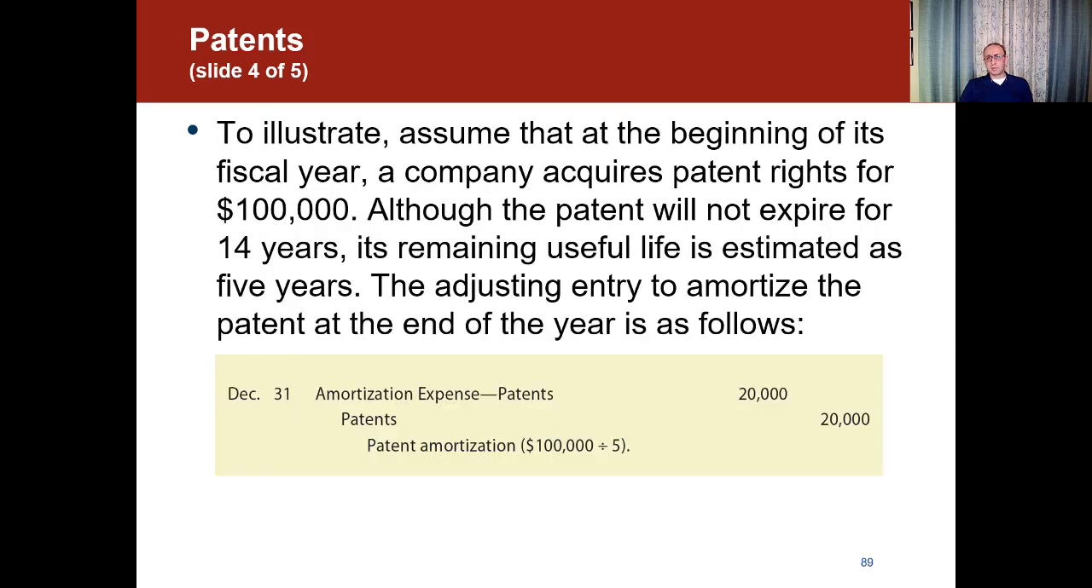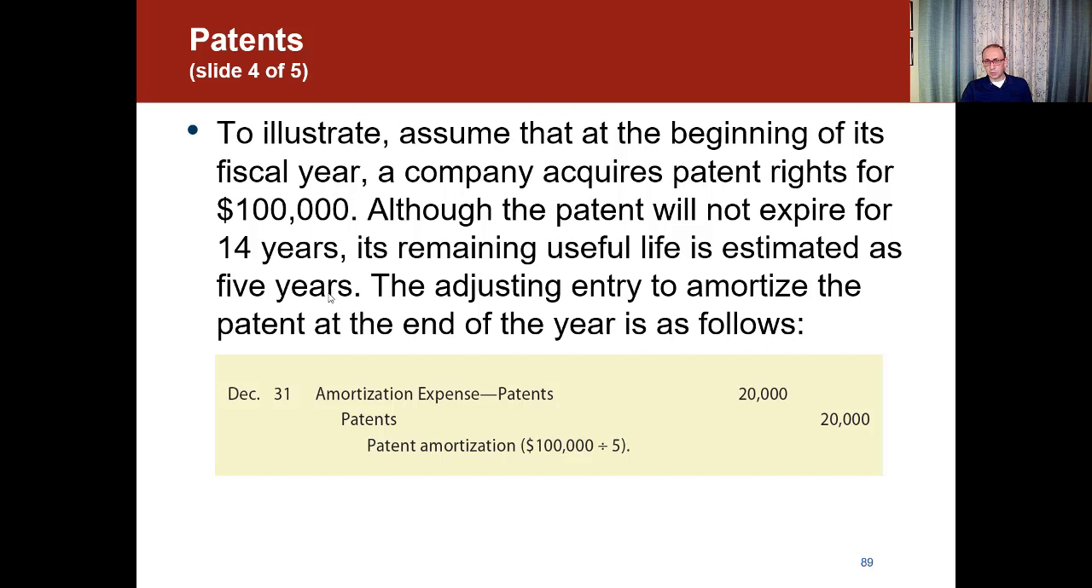So let's see this example. Assume that at the beginning of its fiscal year, a company acquires patent rights for $100,000. Although the patent would not expire for 14 years, its remaining useful life is estimated as 5 years. The adjusting entry to amortize the patent would be as follows. But one thing I want you to pay attention to: the patent would not expire for 14 years. That's the legal life. However, the remaining useful life, or economic life, or the technological life, is only 5 years.